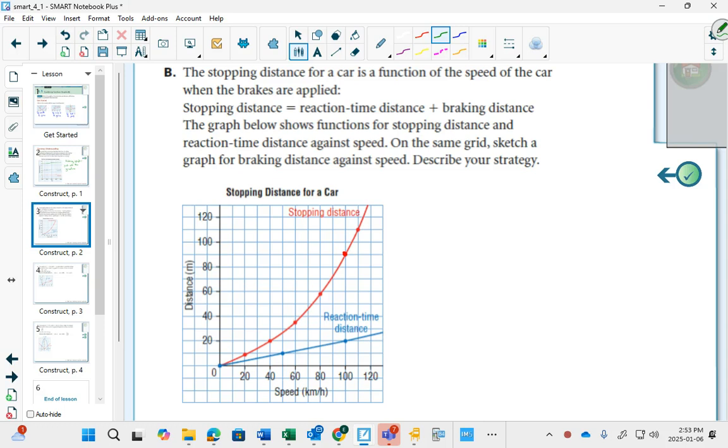Does it make sense that if it took you 90 meters to stop in total, and it took 20 meters to react, that it would be 70 meters of skidding?